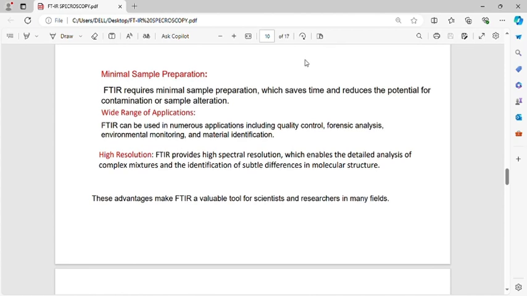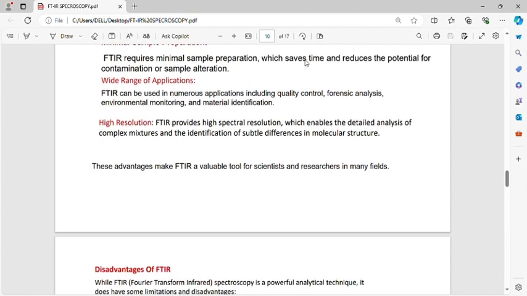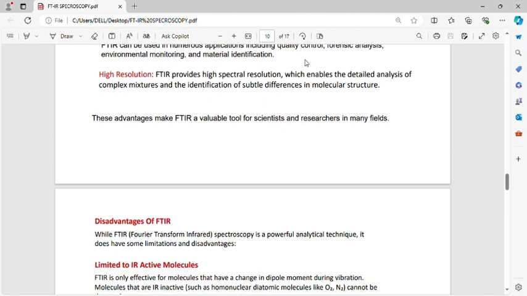FTIR can be used in numerous applications including quality control, forensic analysis, environmental monitoring, and material identification. High resolution. FTIR provides high spectral resolution, which enables the detailed analysis of complex mixtures and identification of subtle differences in molecular structure. These advantages make FTIR a valuable tool for scientists and researchers in many fields.